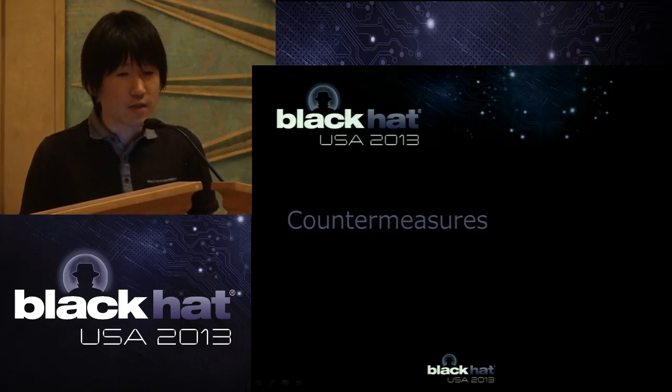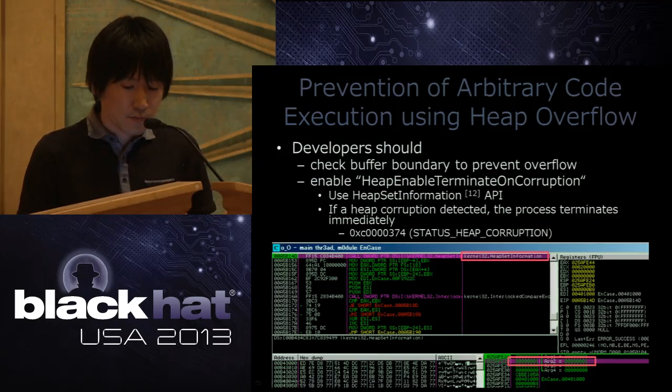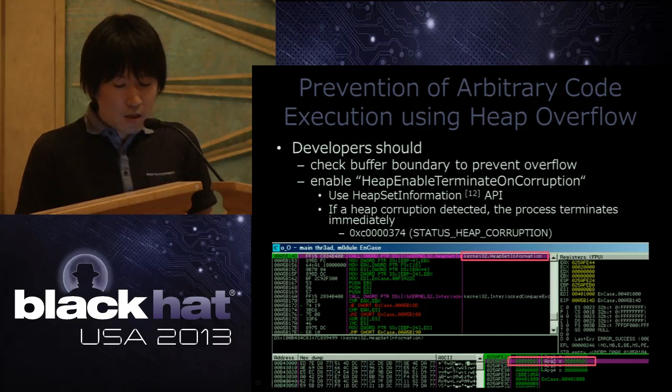From now, I explain some countermeasures. To prevent overflow, of course, buffer boundary checking is essential. And Vista or later provides the heap enable terminate on corruption option through the HeapSetInformation API. If the option is enabled, the process terminates immediately with status heap corruption error.